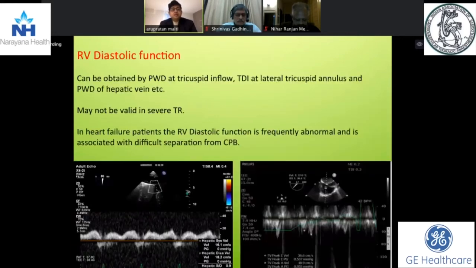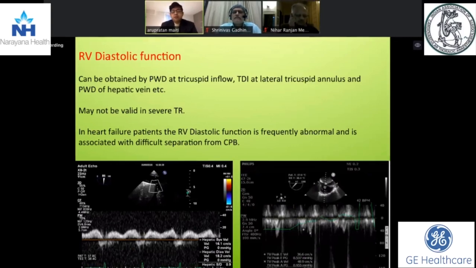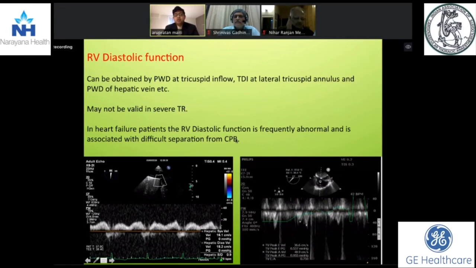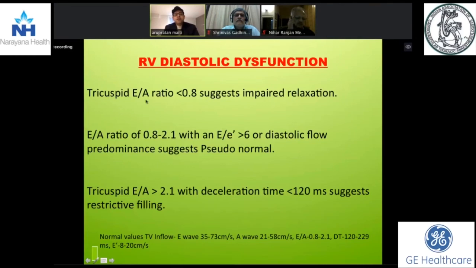RV diastolic dysfunction. RV diastolic function can be obtained by pulse wave Doppler at tricuspid inflow, or TDI at the lateral tricuspid annulus, or pulse wave Doppler of the hepatic vein. It may not be valid in severe TR. In heart failure patients, the RV diastolic function is frequently abnormal and is associated with difficult separation from cardiopulmonary bypass. Tricuspid E by A less than 0.8 suggests impaired relaxation. E by A between 0.8 and 2.1 with E by E prime more than 6, or diastolic flow predominance, suggests pseudonormal. Tricuspid E by A more than 2.1 with a deceleration time less than 120 suggests restrictive filling.